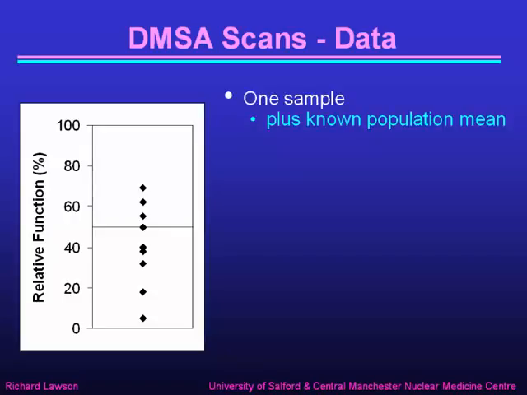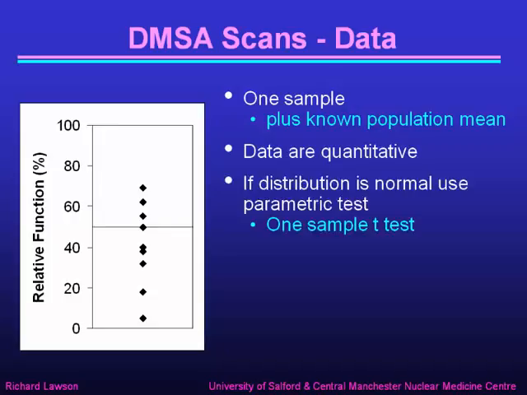Well, we've got one sample of data and a known population mean. Our 10 measurements are the sample. The assumed mean of 50% is the assumed population mean we want to compare with. The data are certainly quantitative. We've got numbers in each case. And if it was normally distributed, then we could use the one sample t-test.